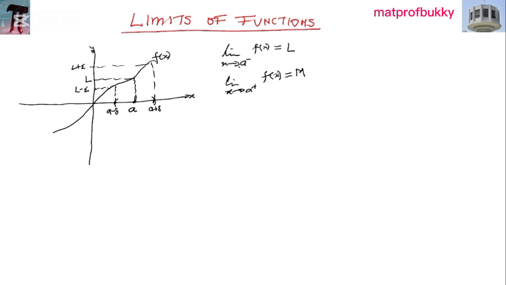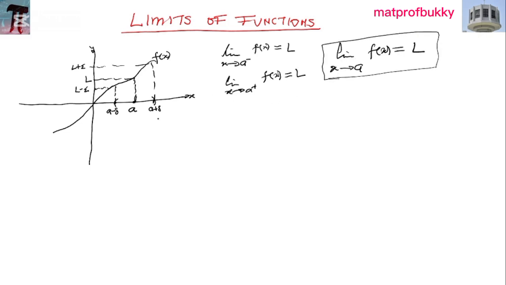Now if L is equal to m, if it's the same thing, then we simply write that the limit as x tends to A of the function of x is equal to L. That is, if m and L are the same thing, then we simply write the limit as x tends to A of f of x is equal to L. So this is one way of defining the limit of a function.